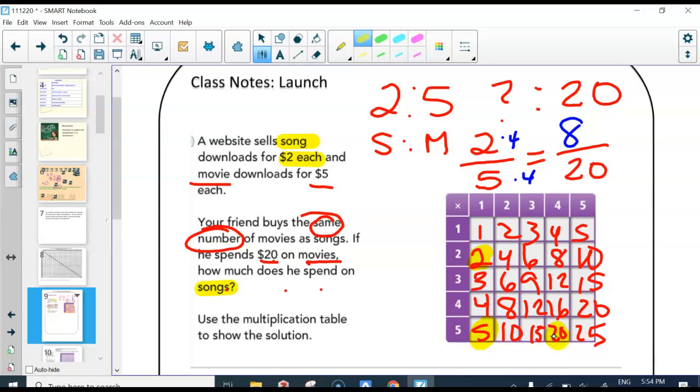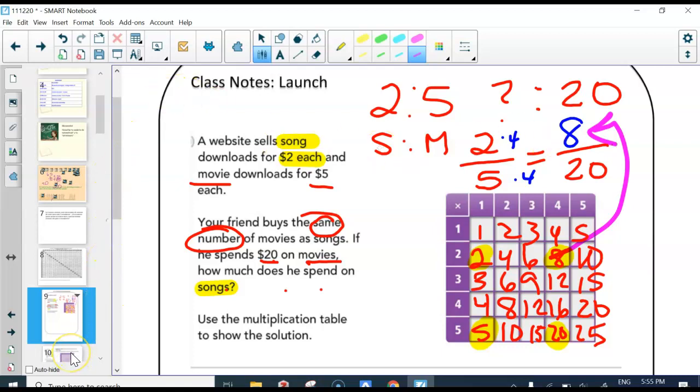And now, you're doing this with me. Make sure you're doing this with me. If you didn't have your highlighter, pause and go grab it. So now, if 2 goes with 5, what goes with 20? 8. So this is what we are being introduced to: how to use a multiplication table to help us identify equivalent ratios.